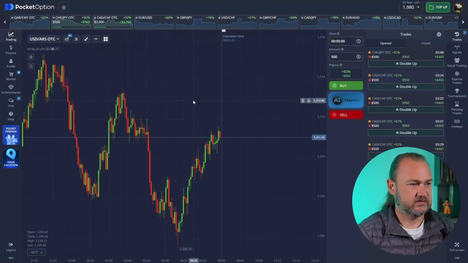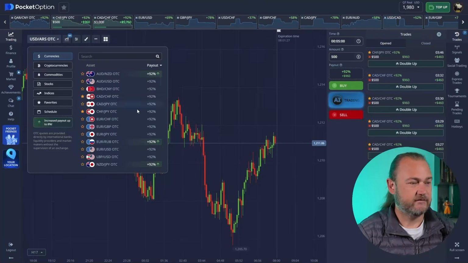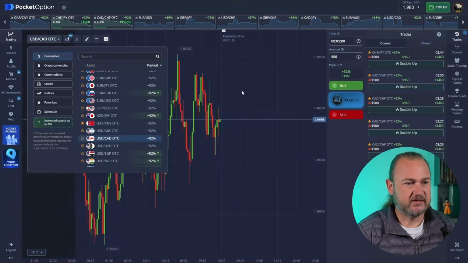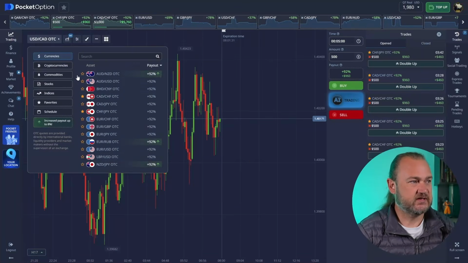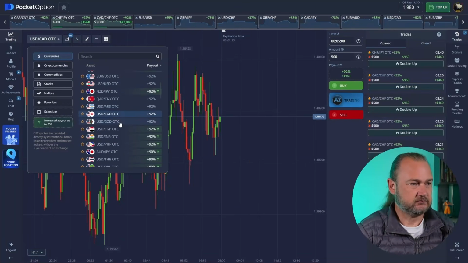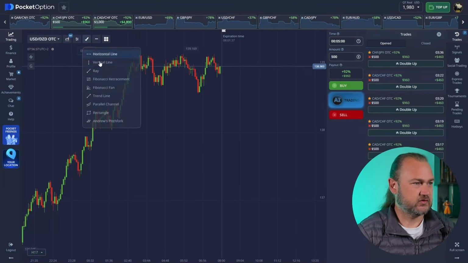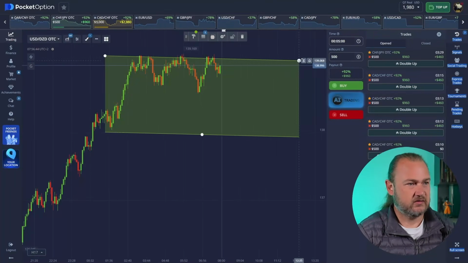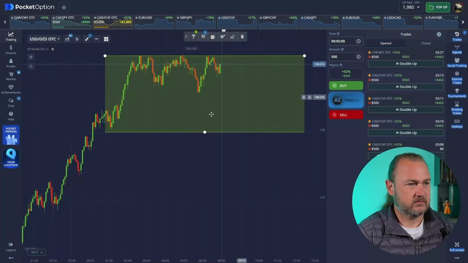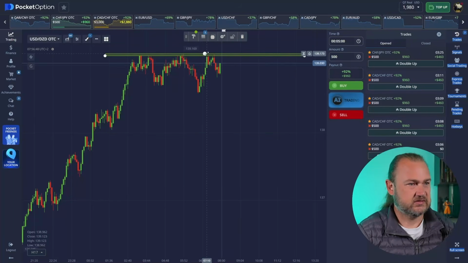Let's see if we can find something else where the level is very obvious. These are the ideal levels that you're looking for. Very obvious levels. This is a good top here. That would be it there. And we're just going to put this like this.